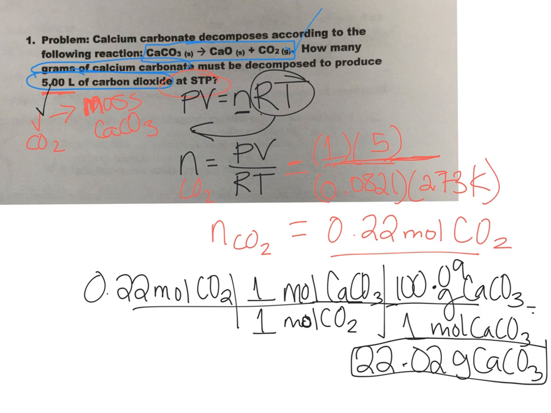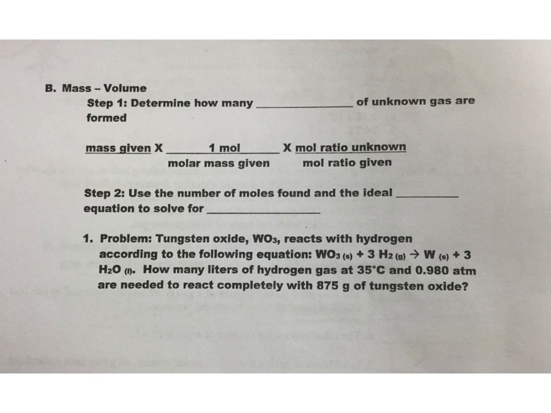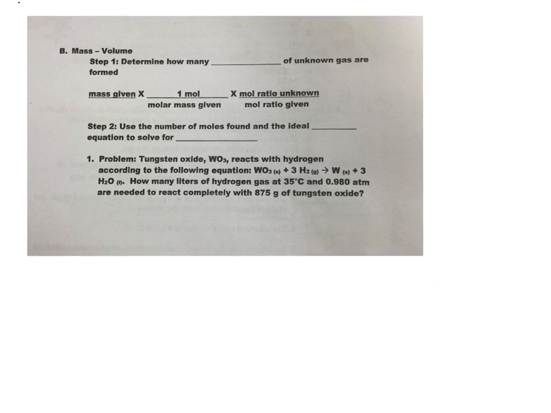So we saw that we use ideal gas law in this one, okay? So let's look at the next type. Let me get you through that one real fast, and then you guys can practice. All right, so your mass to volume. Now volume is what step? First or second? Second, right? So that means we're going to put ideal gas law second. So we're going to determine how many moles of unknown gas are formed.